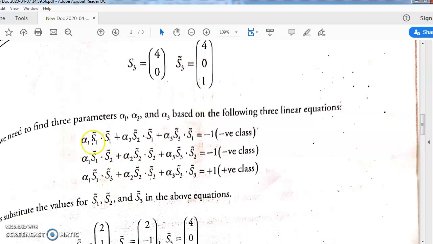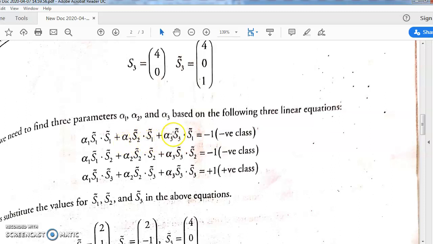So what will be the first equation? Alpha 1 s1 multiplied with s1, alpha 2 s2 multiplied with s1, alpha 3 s3 multiplied with s1. What is the standard equation here? The standard equation is alpha 1 s1, alpha 2 s2, alpha 3 s3. We are just going to multiply this equation by the support vectors.